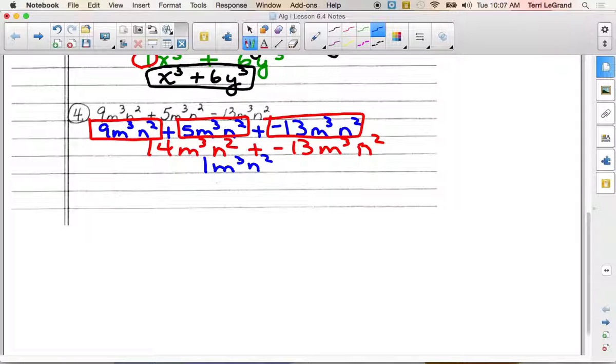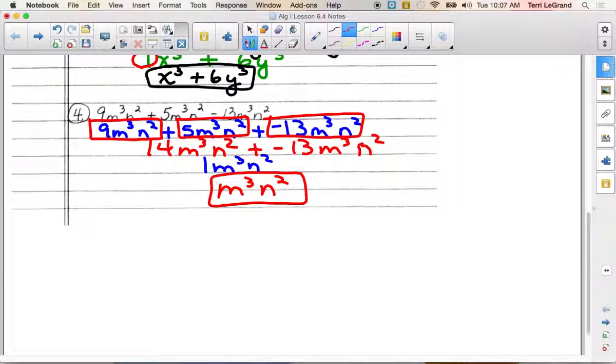Would that be how we would see our answer in an answer bank? No, what would they do? They'd take out the 1, and they'd say this could be written as m cubed n squared. There's our final answer. So the variable parts match exactly.